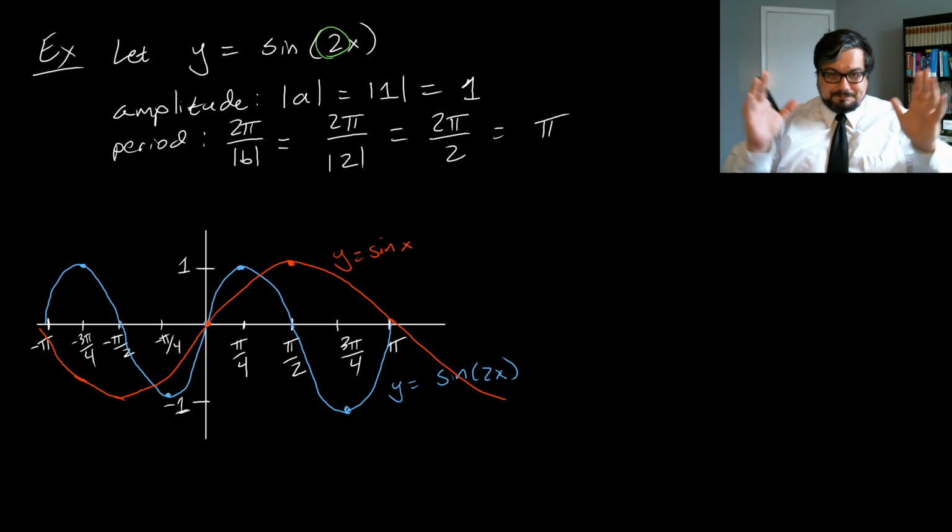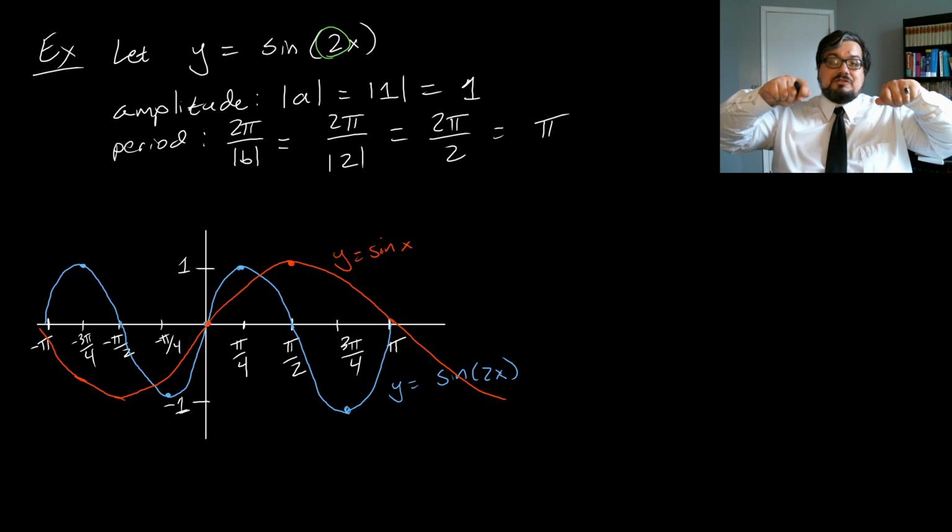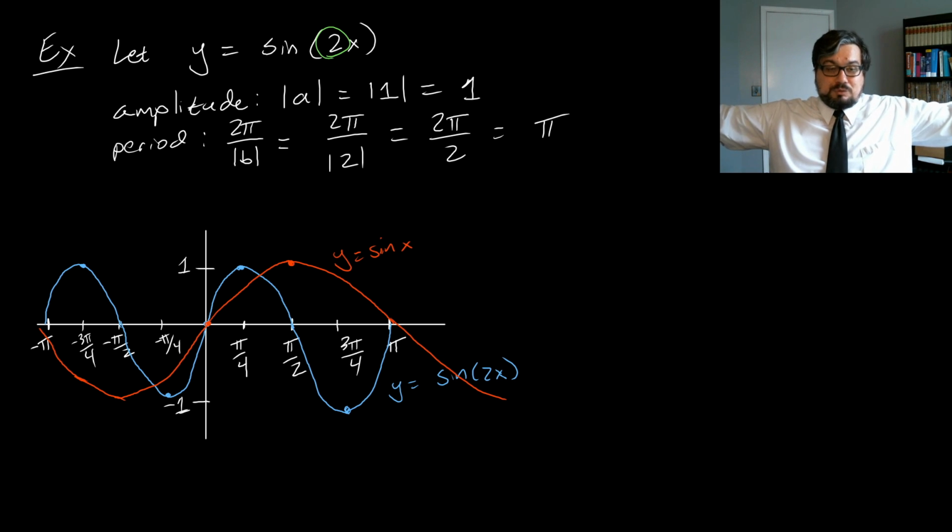compressed things together. Similarly, if b was a fraction, something like 1/2 x, then the period would actually be larger than 2 pi, and so we'd be taking the original sine function and stretching it out.